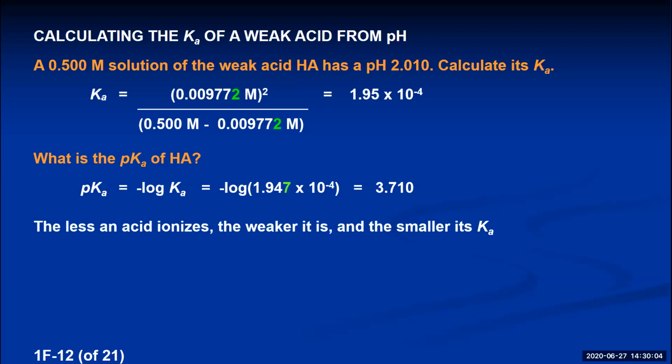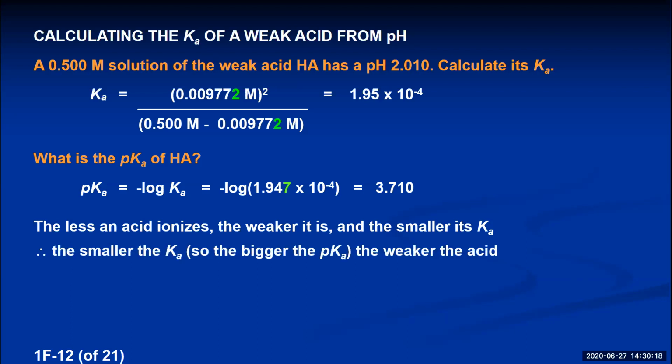Okay? Now, something to notice, the less the amount an acid ionizes, the weaker it is, and you have a smaller numerator. And if you have a smaller numerator, you're going to have a smaller Ka. So weak acids have small Kas. The smaller the Ka, the weaker the acid is. How's that related to its pKa? Well, if the Ka is really small, then the pKa is going to be a bigger number.